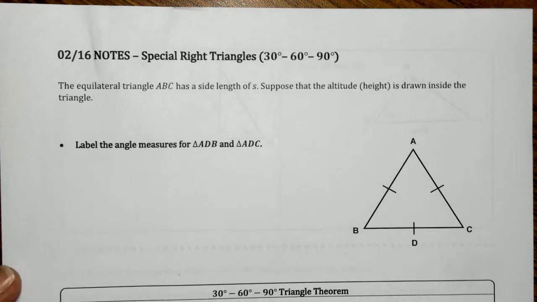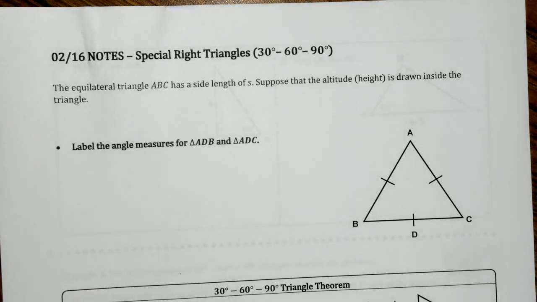All right, so we talked about the 45, 45, 90 special right triangles. Now we're going to look at the other one. This is a 30, 60, 90 right triangle. The 30, 60, 90 comes from an equilateral triangle.